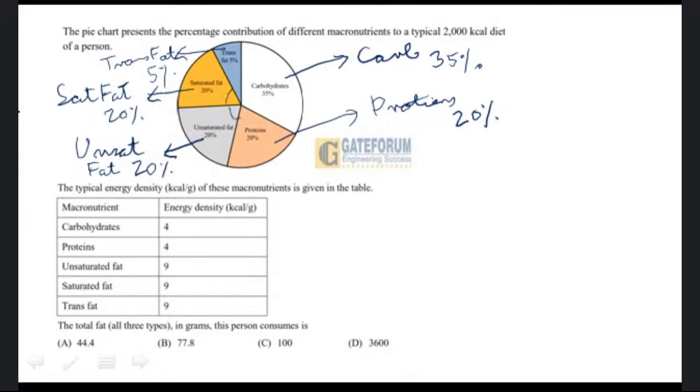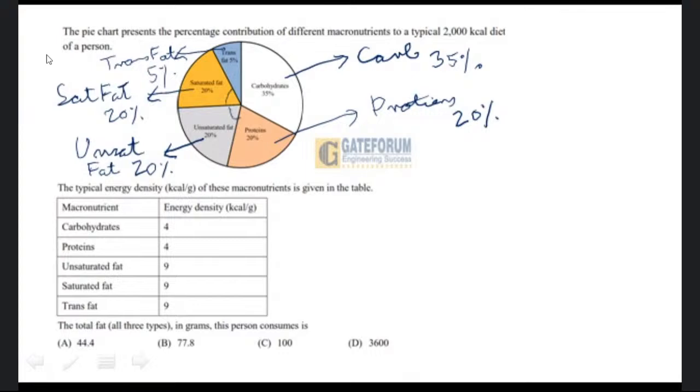So the typical energy density, kilocalorie per gram, of these macronutrients is given in the table. Carbohydrates' energy density is 4 kilocalories per gram. Proteins is also 4 kilocalories per gram, whereas all the three types of fats are 9 kilocalories per gram. Okay, so what has been asked? The total fat, all three types, meaning unsaturated, saturated, and trans, in grams, this person consumes is how much?